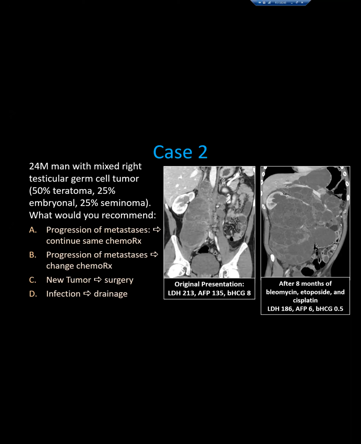So it's a 24-year-old male who had a mixed germ cell tumor from the testis, and it's mixed with various components. And we have 2 images, one early on and one 8 months later. So I'd like somebody to talk through it and give me what's the right answer.